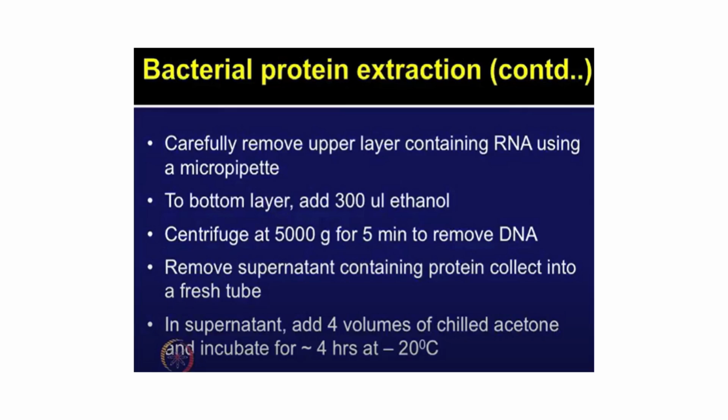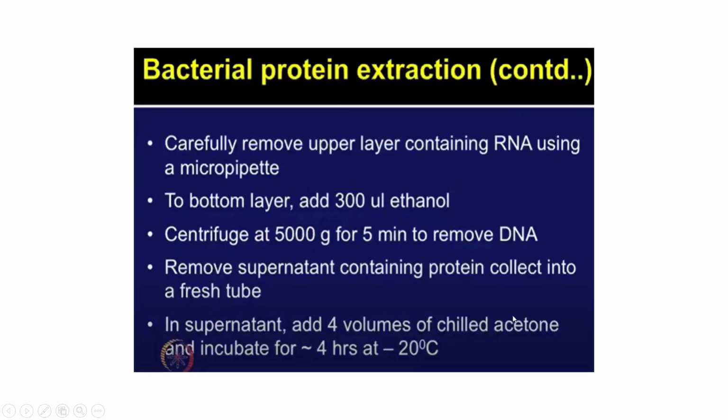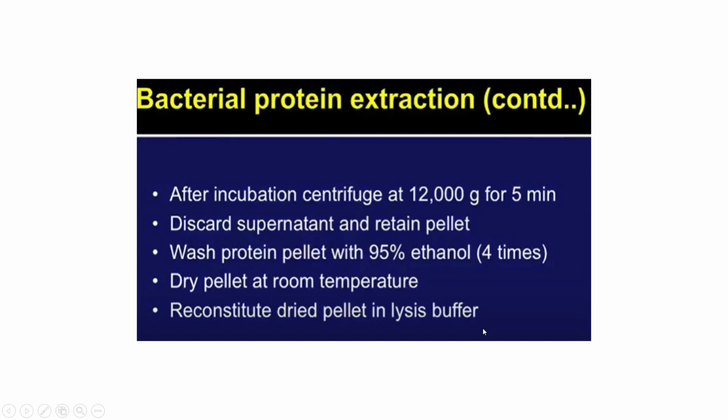Once you add that, you need to centrifuge it. Then the upper layer has RNA, and you can take the RNA out of it. Then add ethanol, which will help in precipitating DNA. Once that is removed, DNA and RNA are removed by this method, and then acetone is added, which will help in precipitating the protein.